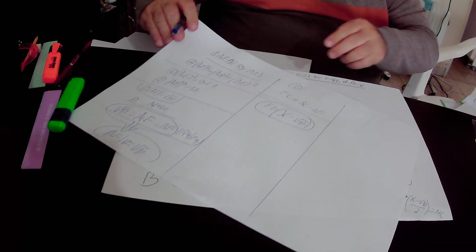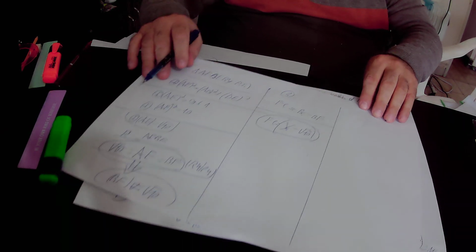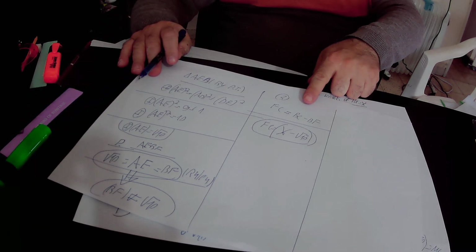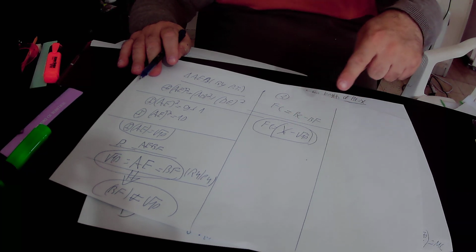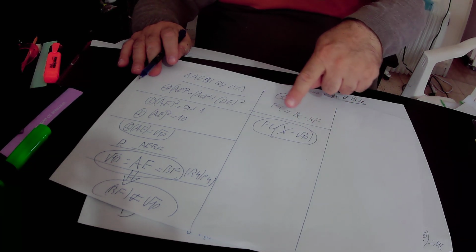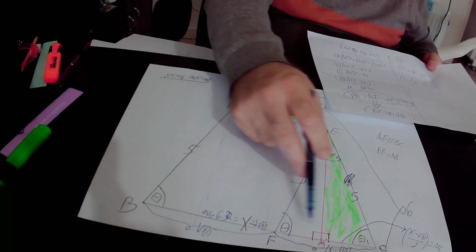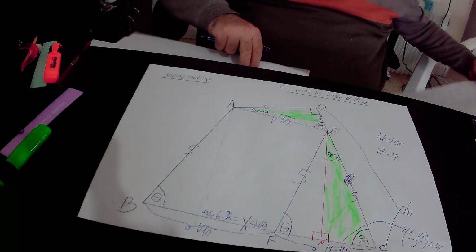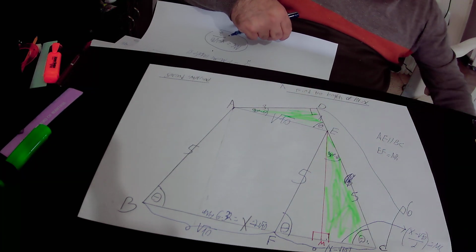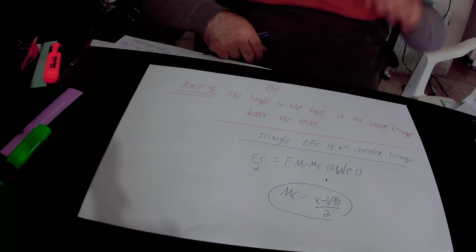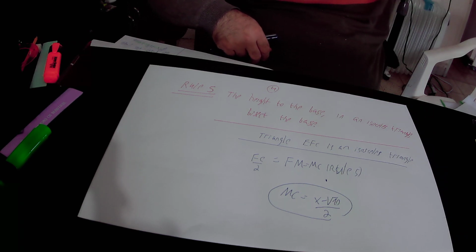I'll repeat again. FC equals BC minus BF. So FC equals BC, that is X, minus BF, that is square root of 10 units. In conclusion, we found out that FC equals X minus square root of 10 units. Then I presented to you rule number 5. According to rule number 5, the height to the base in an isosceles triangle bisects the base.